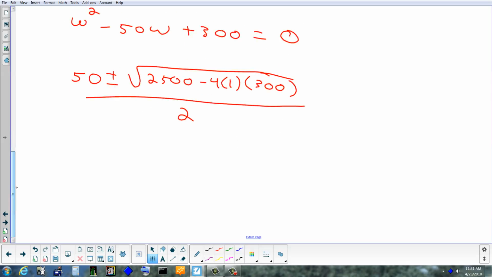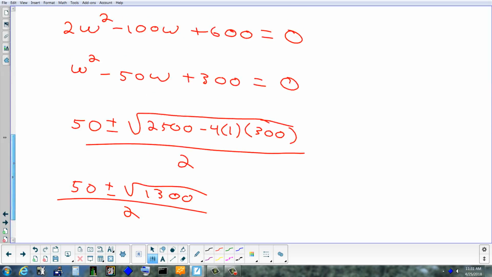Okay, so let's see what we get. 50 plus or minus, what's 4 times 300? 1200. What's 2500 minus 1200? 1300. So the square root of 1300 is not a nice number, so chances are this would not factor nicely. We're going to get a decimal. And remember, we're solving for the width.